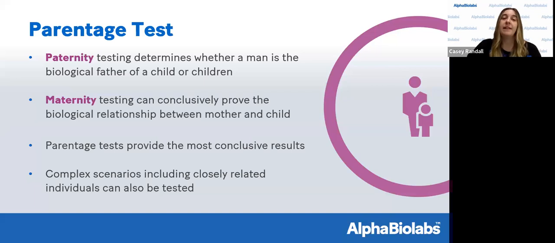So these might be cases that include closely related relatives, such as a case where you might have two brothers that are both the potential father of a child. We can do that test with either one or both of those fathers taking part. We also had a very interesting maternity case recently, a legal case, where the alleged mother claimed that her daughter was the product of incest and that the biological father of her daughter was her own father. And we were able to carry out the DNA testing and prove that that had indeed happened.